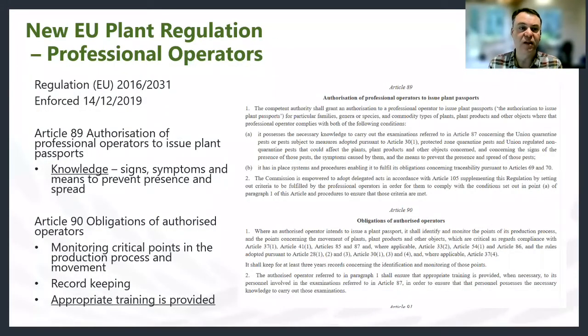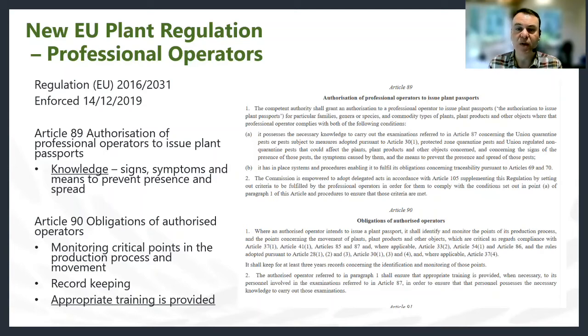In addition to that, there have been new regulations around plant health. This was laid in 2016 and enforced at the end of 2019. This is relatively new, and it is for professional operators, for people working in trade. There are 2 articles in there: Article 89, authorizations of professional operators to issue plant passports, with a requirement to have a knowledge of signs, symptoms, and means to prevent presence and spread. And then Article 90, obligations of authorized operators, which again requires that appropriate training is provided.